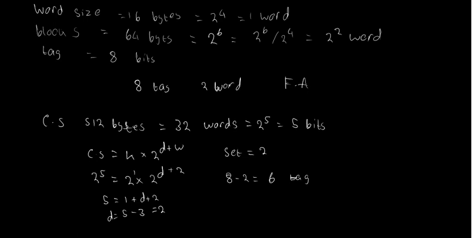Hence, we're going to conclude that our physical address is split as follows. We have 6 bits for the tag, 2 bits for the set, and finally 2 bits for the word. So this is tag, set, word. That's how it is split up.